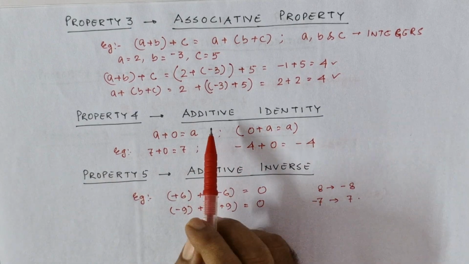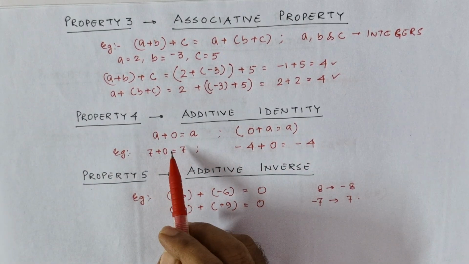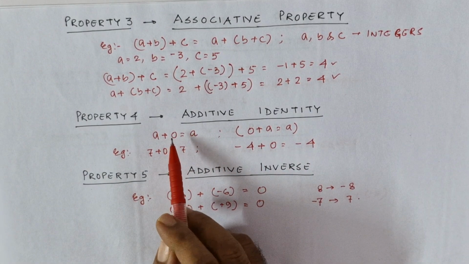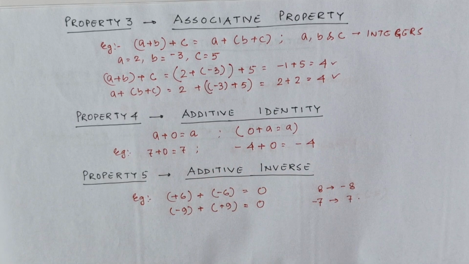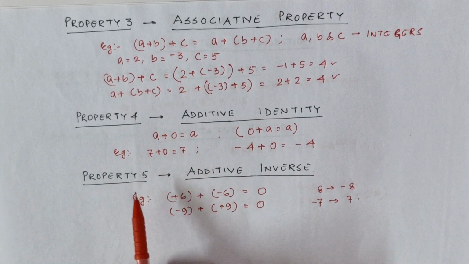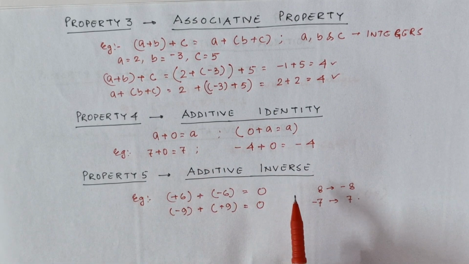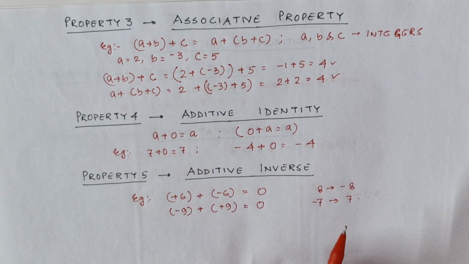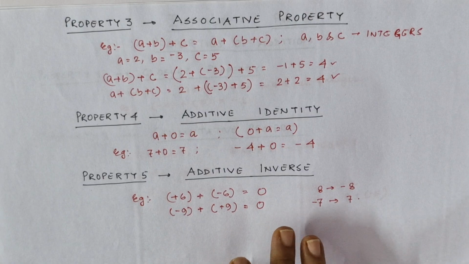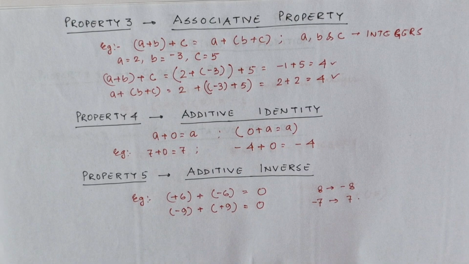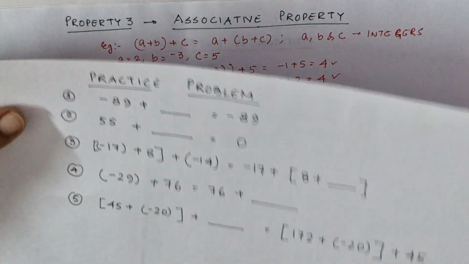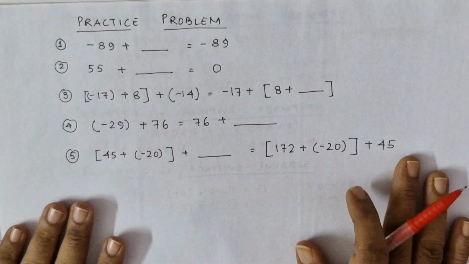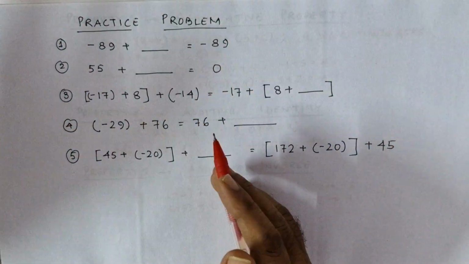The fourth property says that 0 is the additive identity. If you add 0 to any integer, the number remains itself. The fifth property is additive inverse. For every integer, there is another integer, and when it's added, the result is 0. Got it? So based on these 5 properties, let us end the lecture with some practice problems, right?